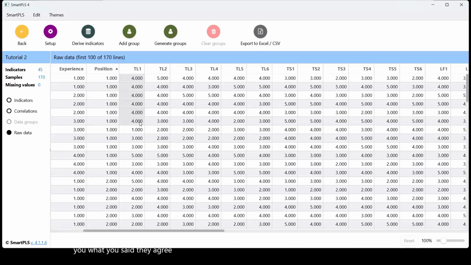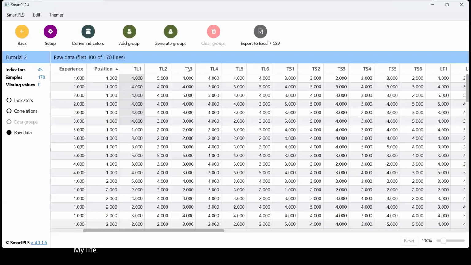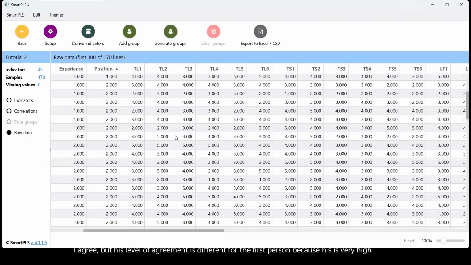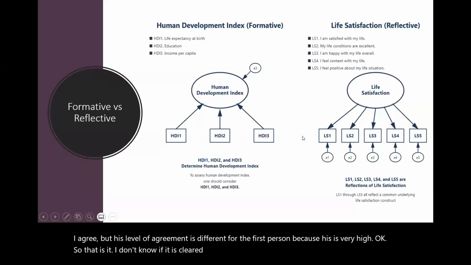Very good. Then the next question is, my life conditions are excellent. So the next question is presumed to be LS2. The first person said, I am extremely agreeing to what was said, so the person said 5. The person who said 4 also agrees, but his level of agreement is different from the first person because his is very high. I don't know if it is clear now. Yes, this is very, very clear.